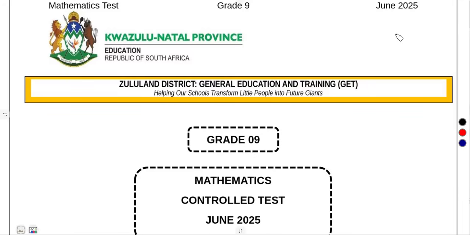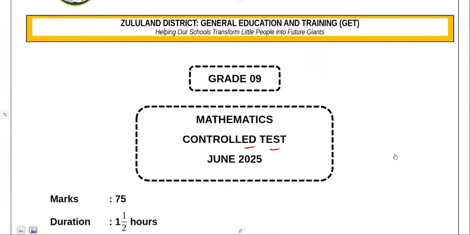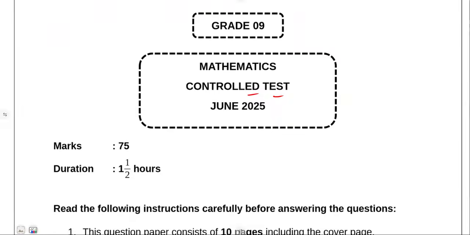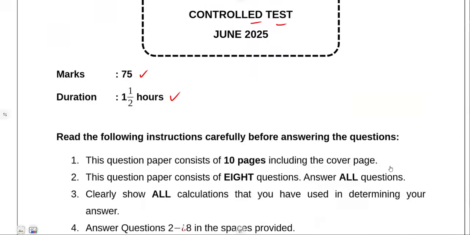This was a June 2025 exam that we are going to consider, the controlled test for Grade 9 mathematics from the KZN province. I'm not going to waste your time. This was out of 75 marks and a duration of 1.5 hours.